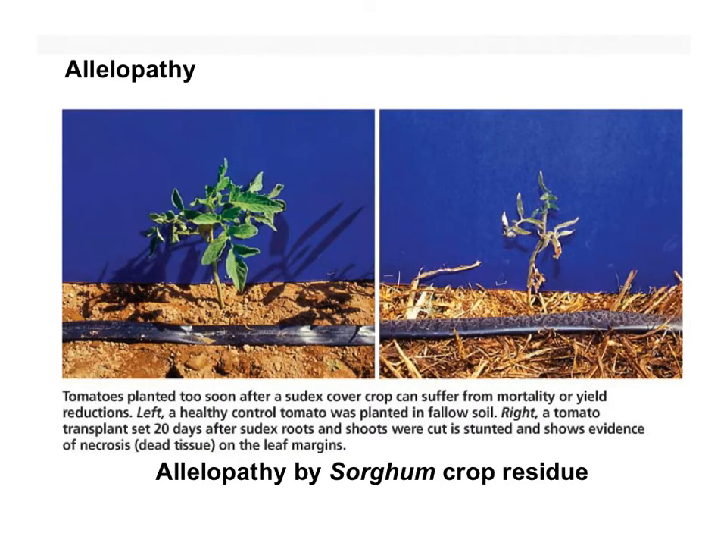Sorghum species produce a chemical called sorgoleone, which is an allelochemical that's produced when the sorghum decays. So in soil systems, sometimes sorghum species are used as a cover crop, but we have to be careful because some plants that are planted into that residue may suffer the effects of that sorgoleone, as shown with this tomato plant here that was planted too soon into the crop residue of a sorghum species.